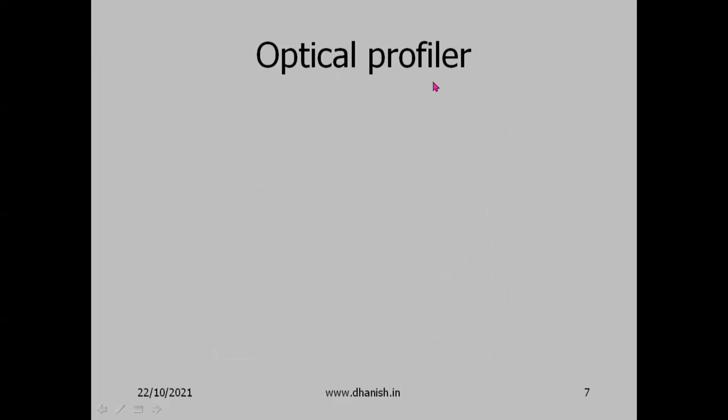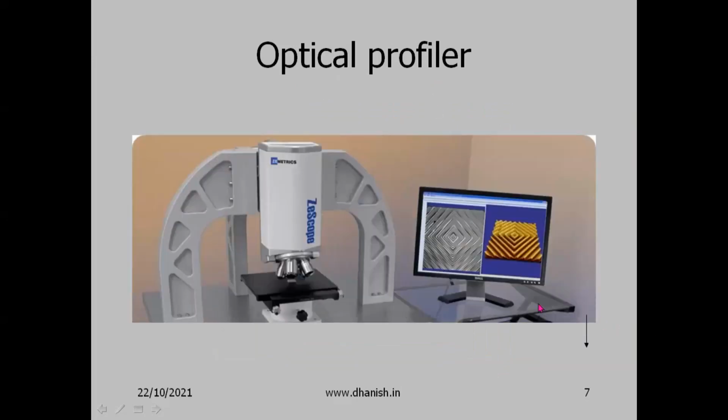Then the optical profiler. Nowadays we have instruments which give a 3D view of the surface. Not only a picture, you can get the measurements at each point. This is actually a false image. What we are doing is measuring the height of points on the surface from a reference surface using interferometry and generating a false image. So this is an optical profiler.